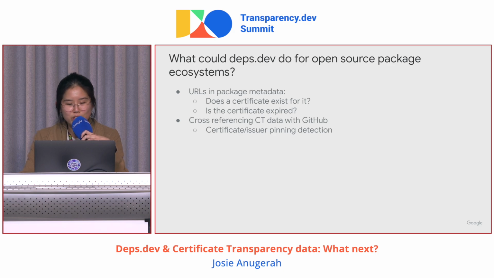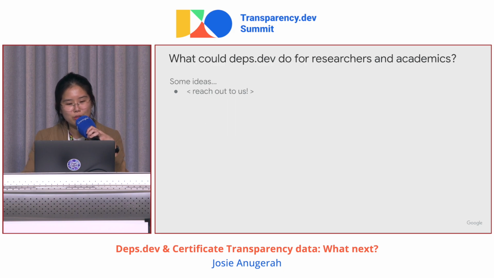Deps.dev tracks a few million repos on GitHub, so we could do some interesting analysis by combining CT data with the code observed on GitHub. For example, we could detect when people are pinning certificates or pinning issuer keys. We have been working to make our other transparency data that we ingest available to academics, so we could do the same for CT data.